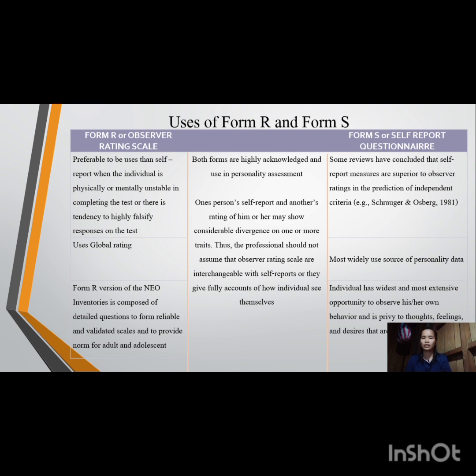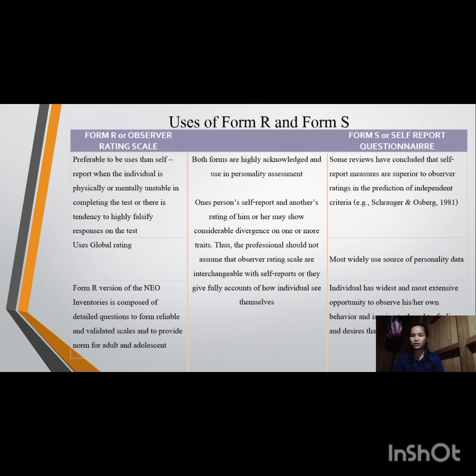The first group actually discussed this topic, but we will elaborate on the differences and commonalities of these two forms. Form R is also called Observer Rating Scale, while Form S is also called Self-Report Questionnaire. Form R is preferably used over self-report when the individual is physically or mentally unstable in completing the test, or there is a tendency to highly falsify responses on the test.